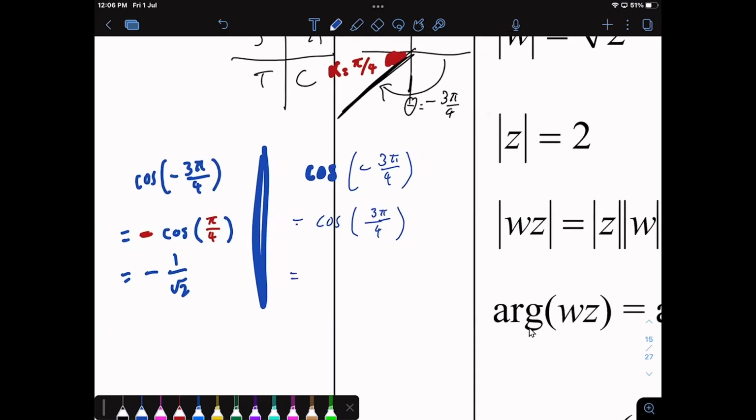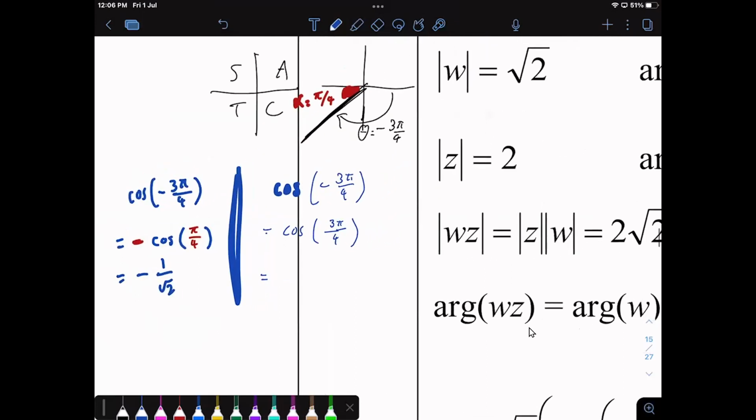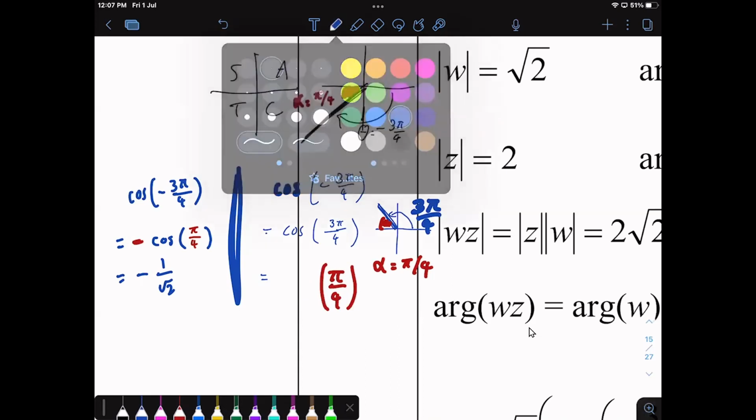Then you do the same procedure. Where's 3 pi by 4? It's somewhere here. Positive 3 pi by 4. So where's my alpha? It's somewhere over here. So alpha is really just pi by 4. You take 180 minus 3 pi by 4 or pi minus 3 pi by 4. Okay, then after that, you will get pi by 4 here, but with a cosine.